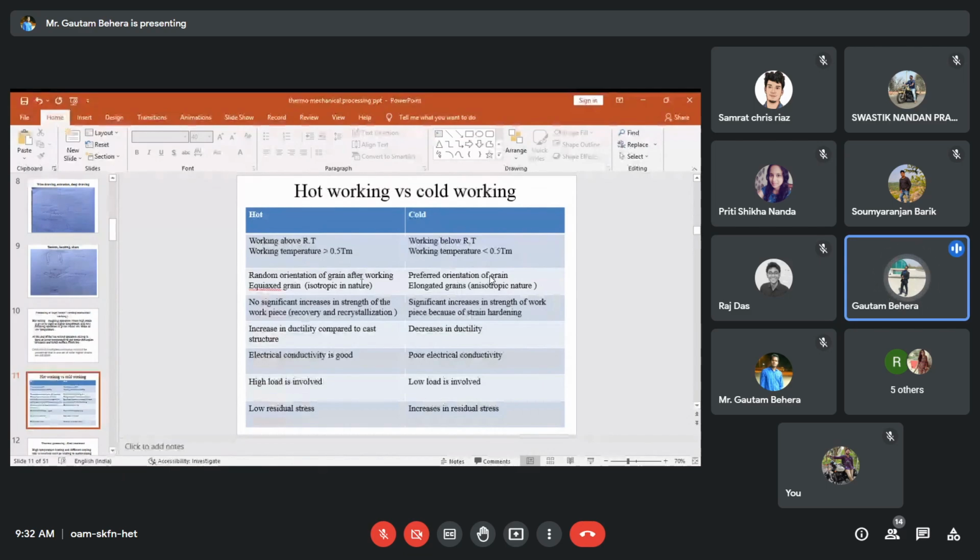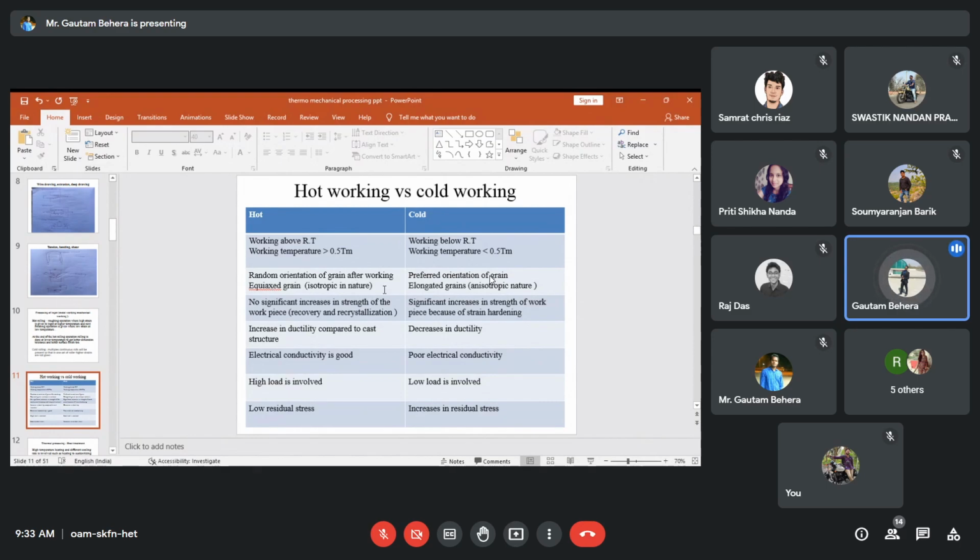If you compare the grain structure of the starting material, like an ingot, with the grain structure of the product obtained after rolling, in hot rolling you will see they have basically the same structure. That means the orientation of the grain will be random before and after. That means you will get equiaxed grain. Suppose your ingot, your billet, has equiaxed grain. You hot roll it, and after hot rolling you will again get equiaxed grain, right?